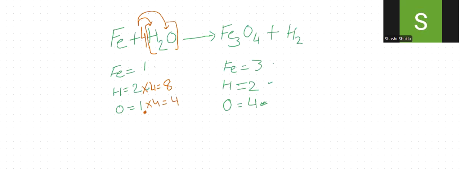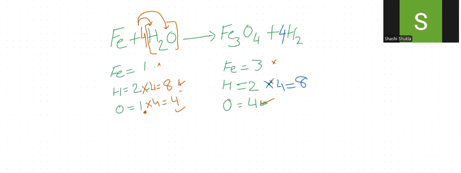Now let's go back and compare. Iron not balanced, hydrogen not balanced, oxygen balanced. Now let's go back and check hydrogen. 8 here and 2 here. Simple. Because this is standalone hydrogen, it's easier. You just have to multiply it by 4. We put a 4 here. So nothing else changes except the hydrogen.